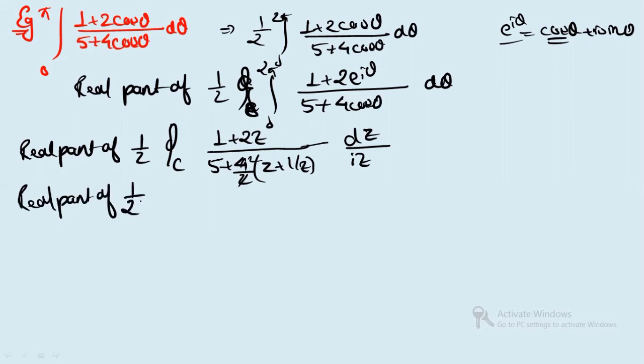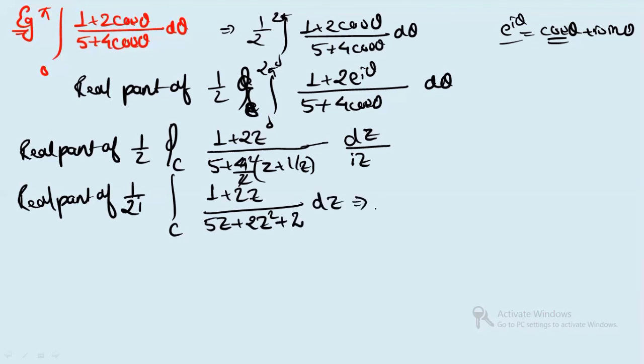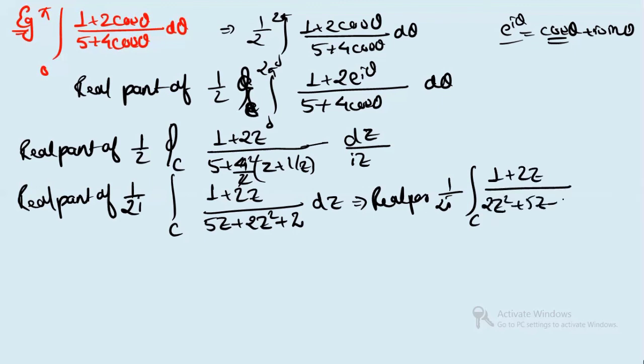Now again I will write here real part of 1 by 2. Iota I'm bringing outside. Here I have a closed contour. This is 1 plus 2z. Here, this z will get multiplied now. This is 5z plus 2z square plus 2. This is dz. Again on rearranging, you will write real part of 1 by 2 iota closed contour 1 plus 2z by 2z square plus 5z plus 2.